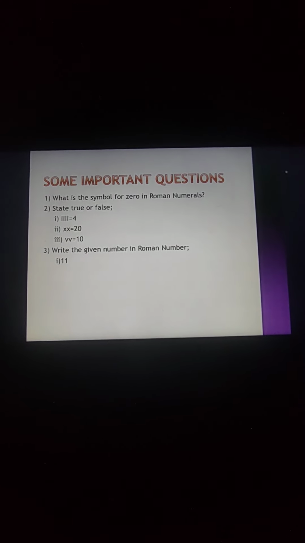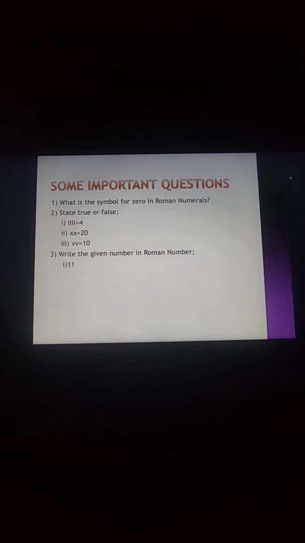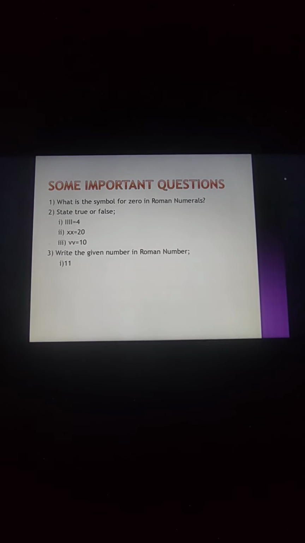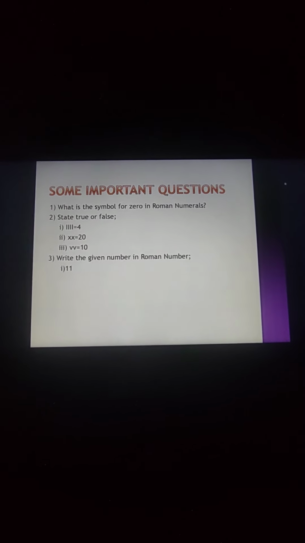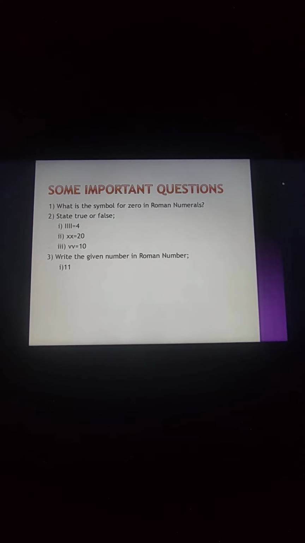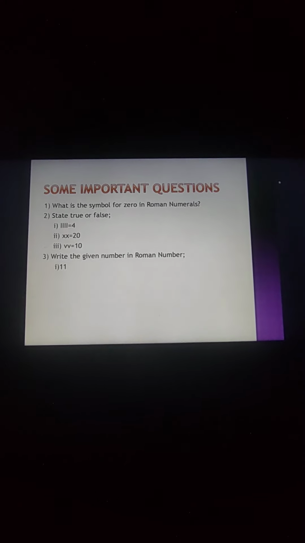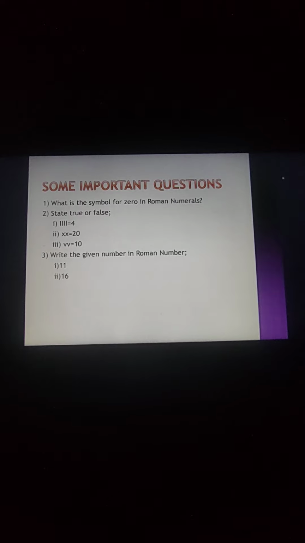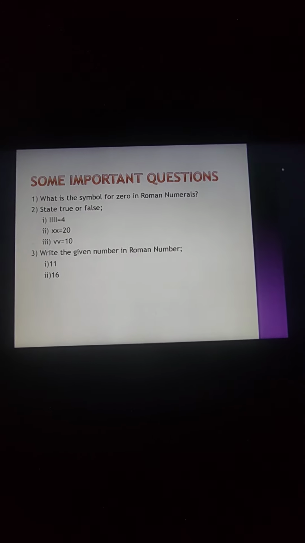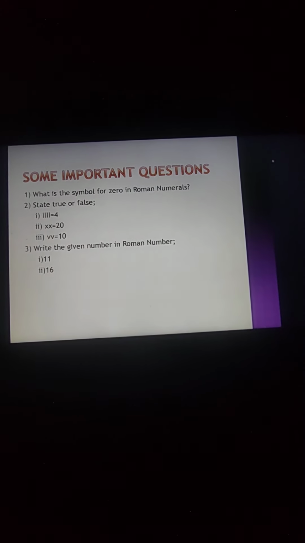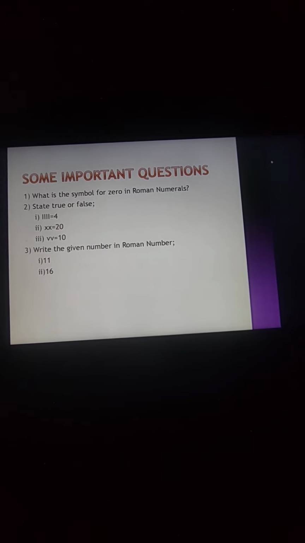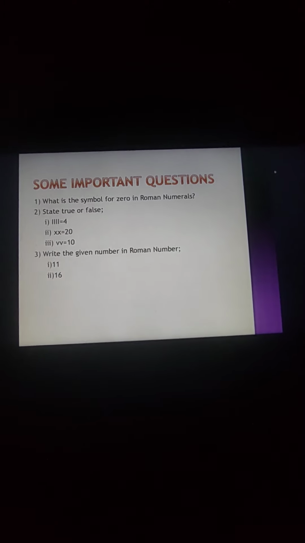So we all know that 10 plus 1 is equal to 11. So the symbol of 10 is X and 1 is I. So XI can be written for 11. The second one is 16. So that also you all know that 10 plus 6 is equal to 16. So for 10 we write X and for 6 we write VI. So XVI is for 16.